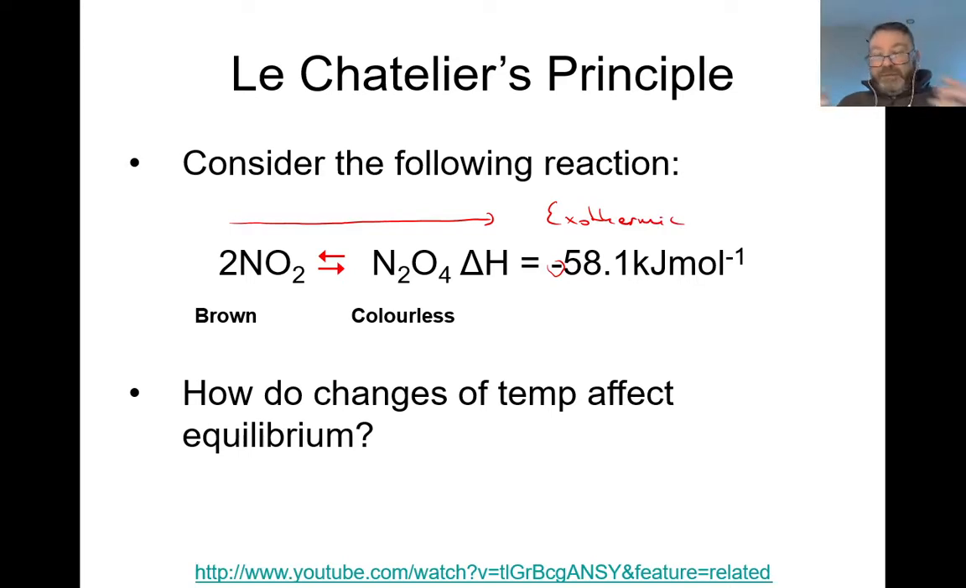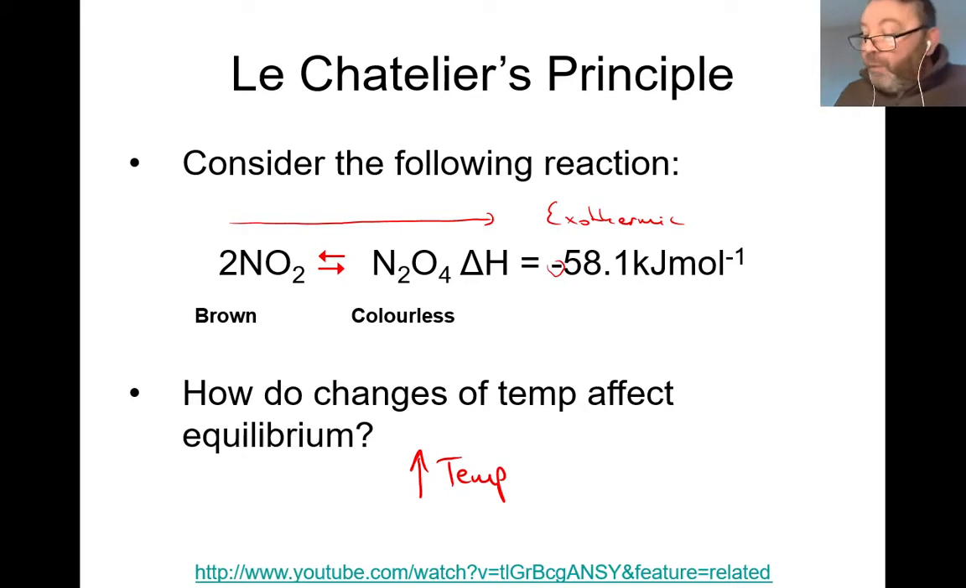Now, let's stress out the system. Let's increase the temperature and see what happens. If I increase the temperature, what's the system going to try to do? The system is going to try to undo that stress. It always works against me. So if I try to increase the temperature, the system is going to try and decrease the temperature by favouring the endothermic reaction, because endothermic reactions make things colder.